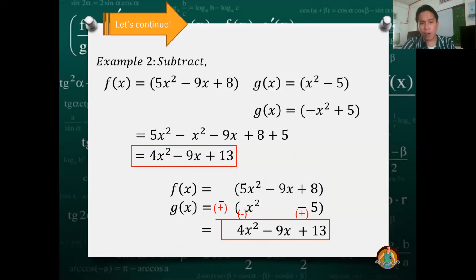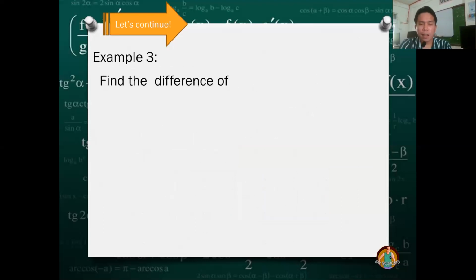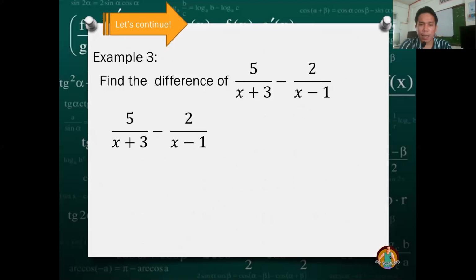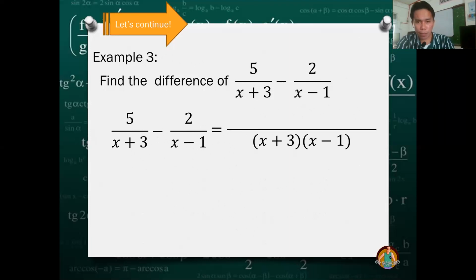Okay? So let's have our example number 3, yung rational expression. Find the difference of 5 over x plus 3 minus 2 over x minus 1. Again, we are going to find the common denominator. Pero this time, we'll just make use of the cancellation para mas madali. So copy mo lang yung x plus 3 and x minus 1 as their common denominator para hindi tayo mahirapan o sumakit sa ulo.